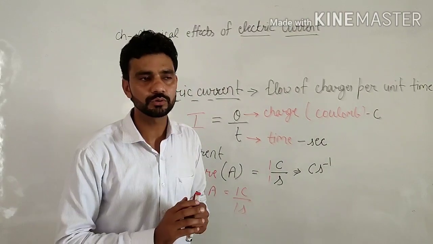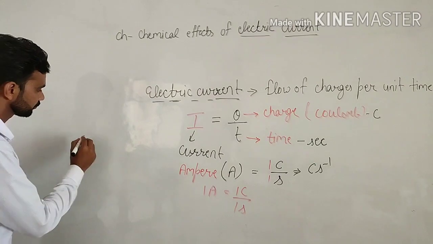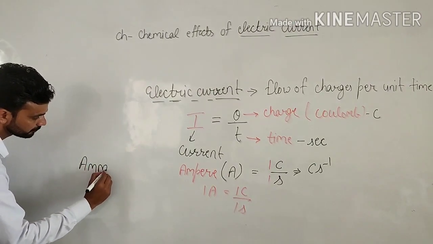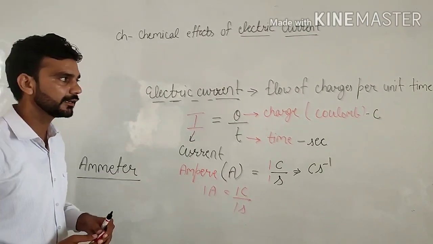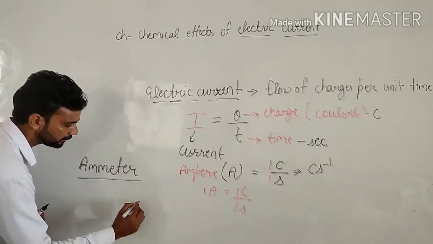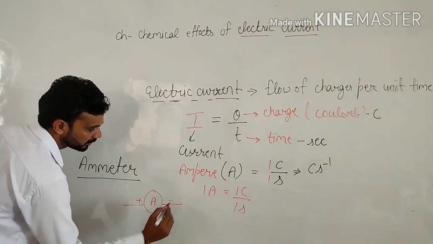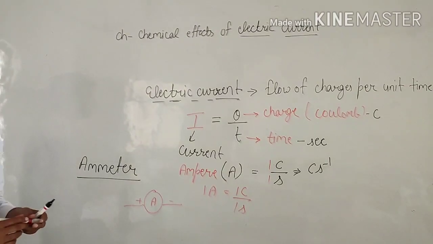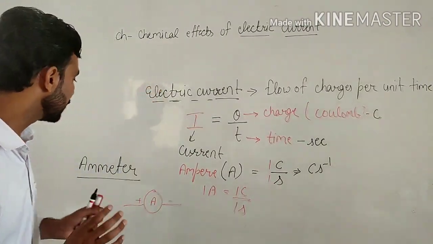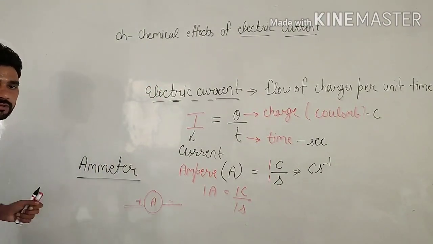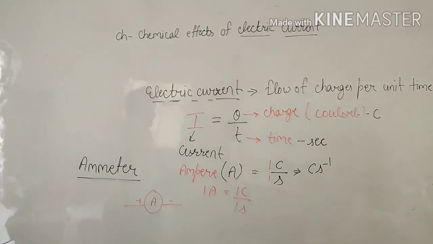Now we have a device also which is used to measure current. The name of the device is ammeter. Ammeter is a device which is used to measure electric current. How we will represent ammeter? This will be the symbol of ammeter. If you want to measure electric current, then you have ammeter. Without ammeter, you cannot measure current.